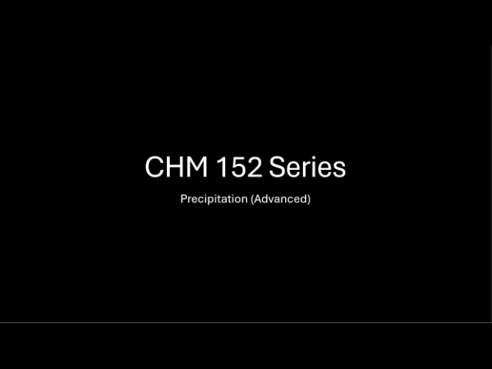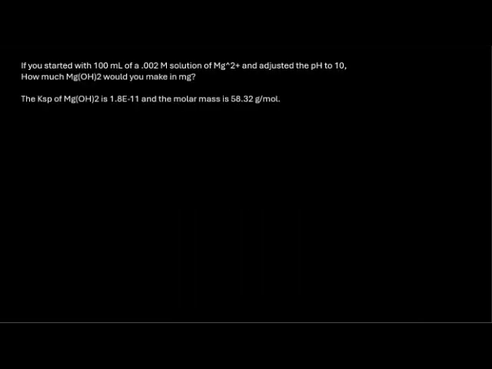In this video, we'll work an advanced precipitation problem. This problem tells us that we're going to start with a solution of Mg2+ and adjust the pH to 10. When we do that, we're going to make some amount of Mg(OH)2. This question asks, how much will we make?